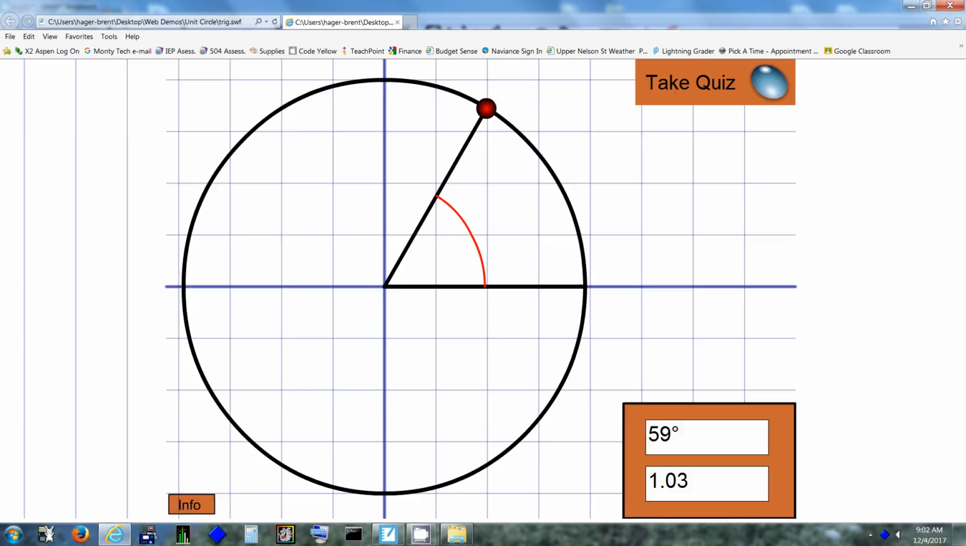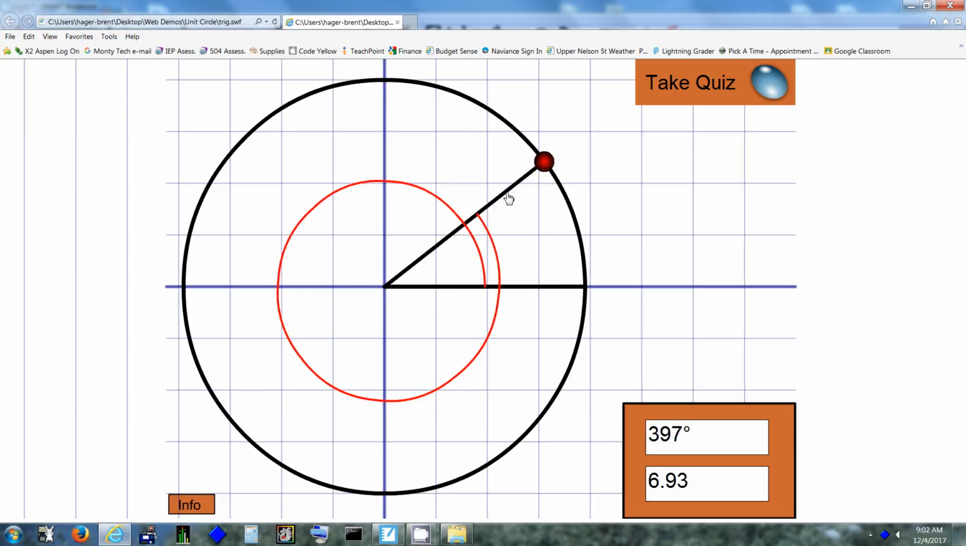And if you go around more than once, to indicate that on paper, you can just draw it as a spiral. We generally don't do that, but that's how you could do it if you had to. You could just keep going as many times as you want. So any questions on positive and negative angles?